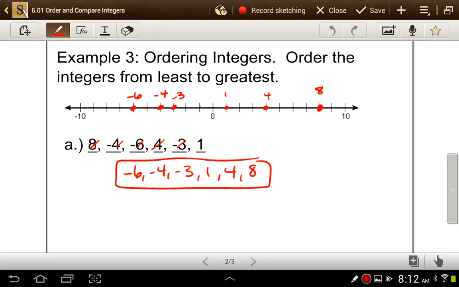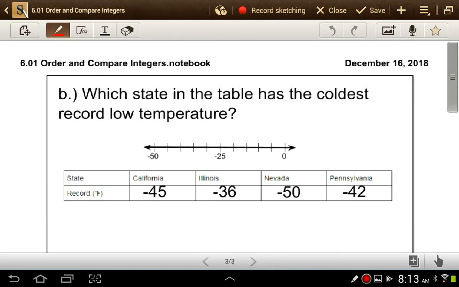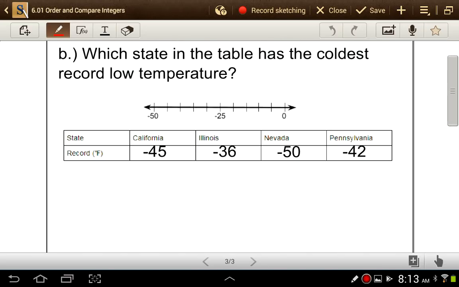In the last example, we are working with a word problem. Which state in the table has the coldest record low temperature? So there are our low temperatures in degrees Fahrenheit. I'm going to place them. Notice my number line, I'm counting by 5s. So California is going to be negative 25, 30, 35, 40, negative 45. So that's going to be California.